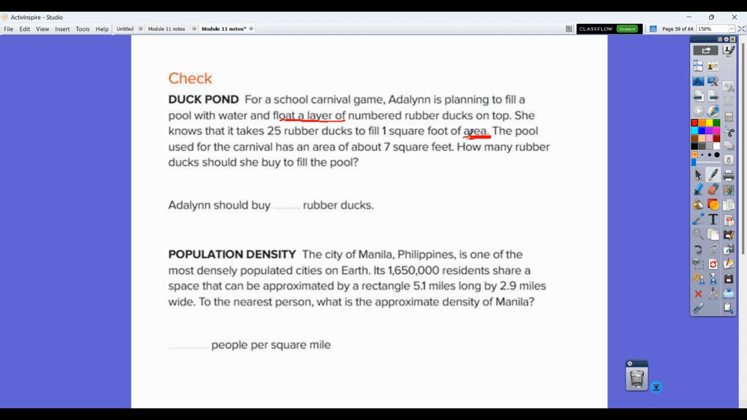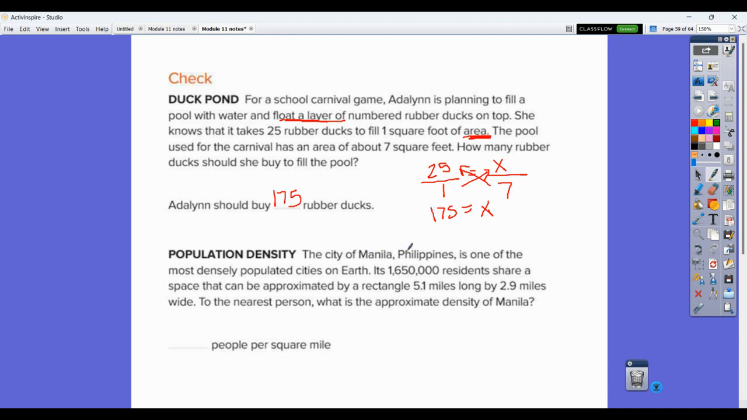So we're talking area. So 25 rubber ducks to fill 1 square foot. You can do this lots of different ways, but what I like to look at here is 25 per 1 foot. And then we're trying to say how many per 7 square feet. And so we can set up a proportion in this case. Multiply 7 by 25 here, and you're going to get 175 rubber ducks. Because you would do that, you'd get 175 equal to 1 times x, which is just x, and that is your number there.